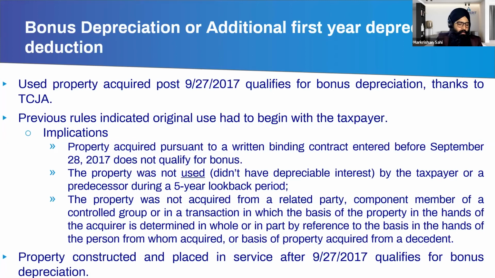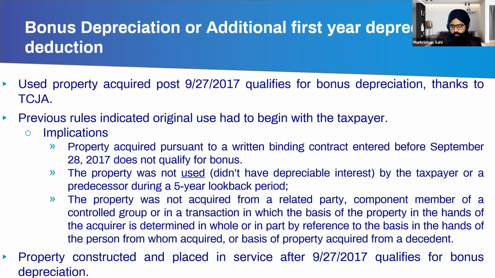You cannot buy a cake and eat it too, right? You cannot get bonus on property acquired from a related party, a component member of a controlled group, or in a transaction in which the basis of property in the hands of the acquirer is determined in whole or in part by reference to the transferor's basis. Or in other terms, was it inherited property? You cannot get bonus on that.